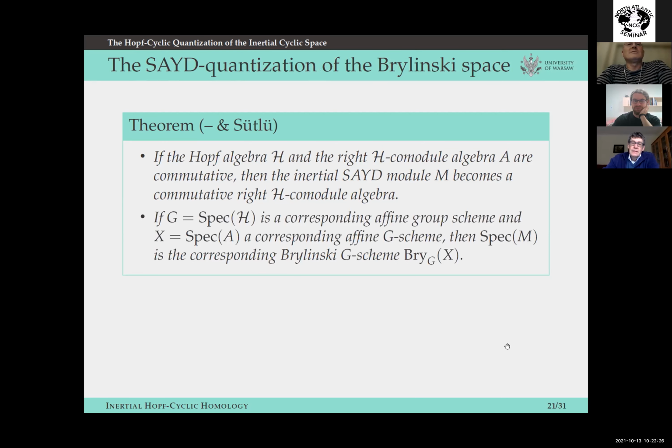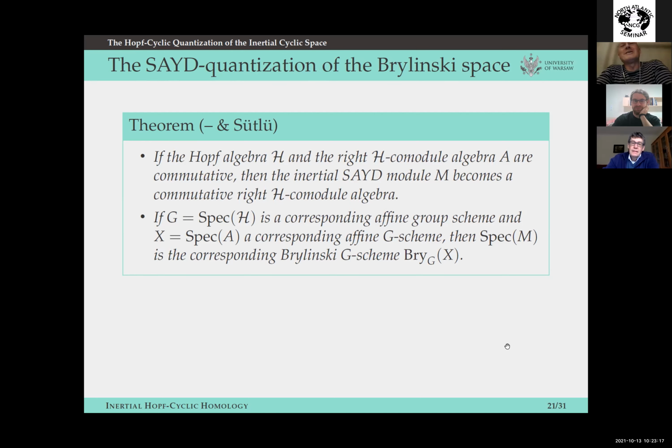Can you show the next point? In this situation, we can speak about algebraic schemes, kind of algebraic spaces. Taking the group scheme G, which is the spectrum of this commutative Hopf algebra, and the corresponding space X being the spectrum of this commutative algebra A, it turns out that the spectrum of our commutative algebra of SAYD coefficients becomes on the nose the Brylinski G scheme of this action, which is dual to this coaction. But it's not like you quantized Brylinski, you just rediscovered Brylinski.